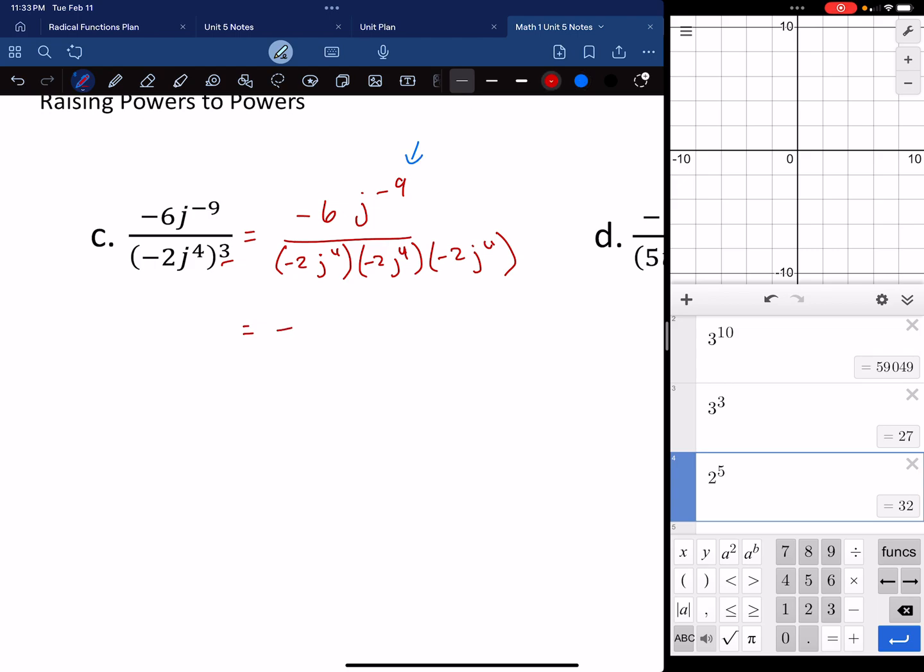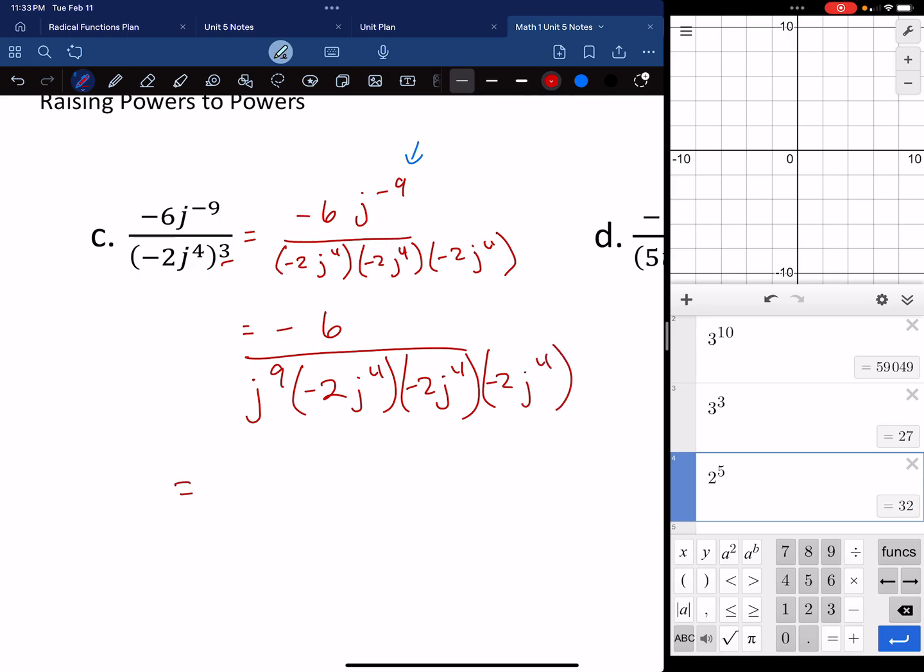So we're going to have negative 6. I'm going to bring that down, so we'll have j to the 9th. We have negative 2, j to the 4th, three times, okay? Negative 6 stays on top. Looking at my problem, I have negative 2 times negative 2. That's going to be a positive 4. Positive 4 times negative 2 is going to be negative 8. So on bottom, we're going to have negative 8.